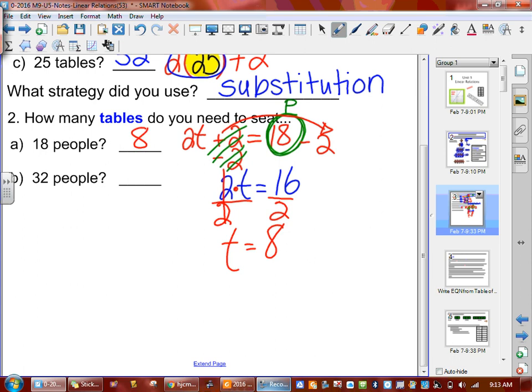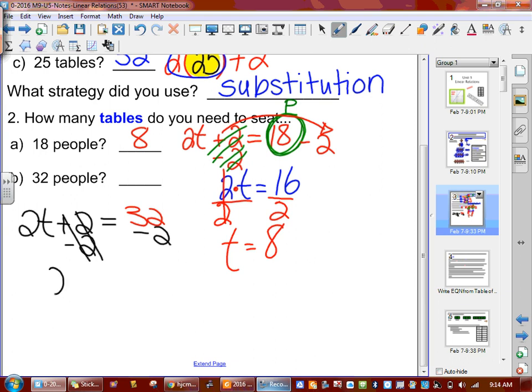Now we're going to do the exact same thing, but now we're going to change our P number. We're going to change it from an 18 to a 32. So we're going to rewrite the equation. 2 times tables plus 2 people equals now a total of 32. 32 where the P was. And now we're back to solving for T. So we're going to subtract 2 to make a 0 pair. That's going to give us 2 tables equals 30.